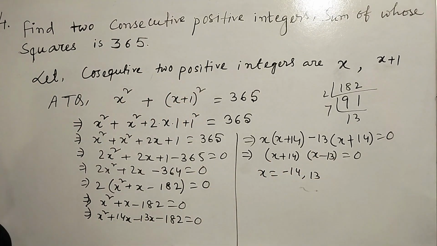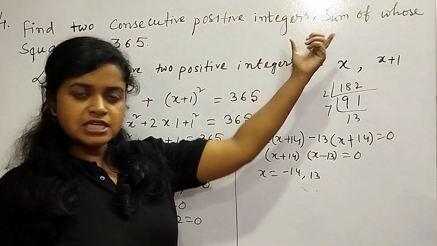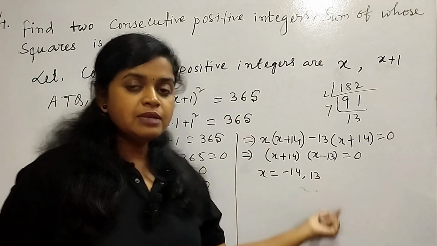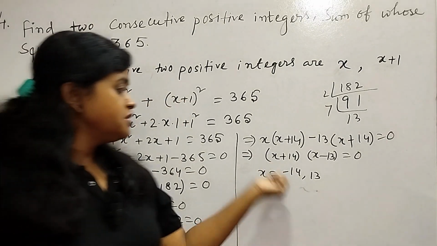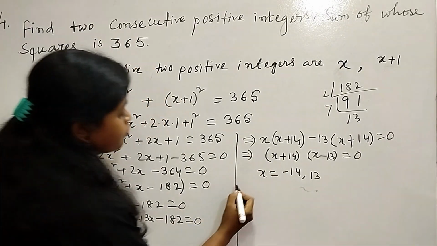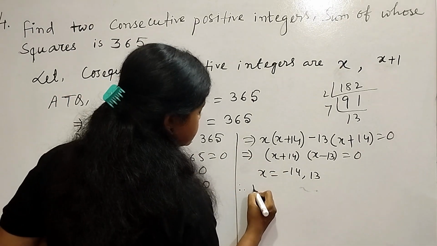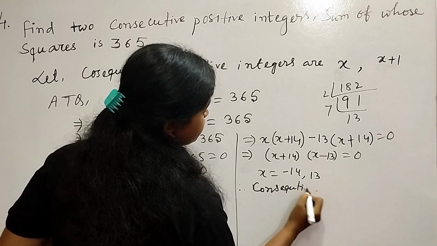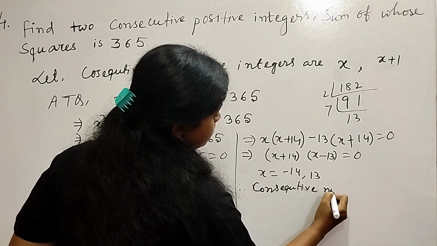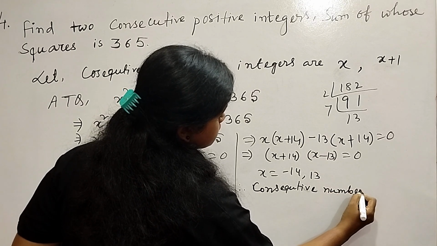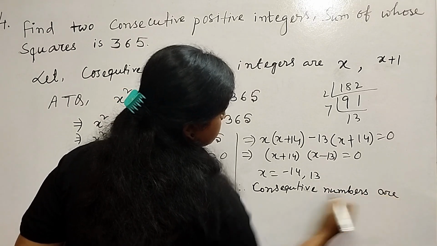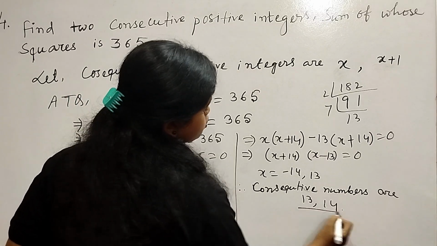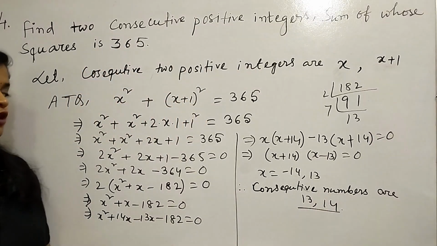But here we are discussing positive integers, so we cannot take minus 14. We have to take 13 because this is the only positive integer here. So therefore the consecutive numbers are 13, and 13 plus 1 means 14. So these are the consecutive positive numbers.